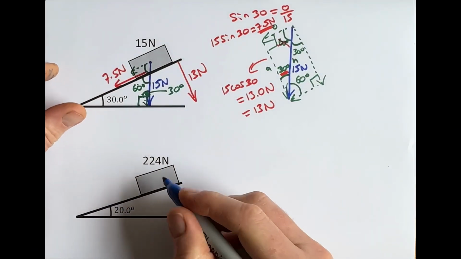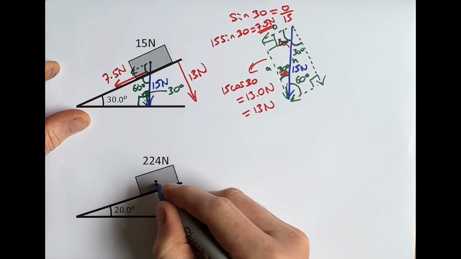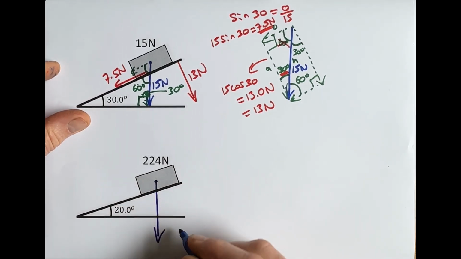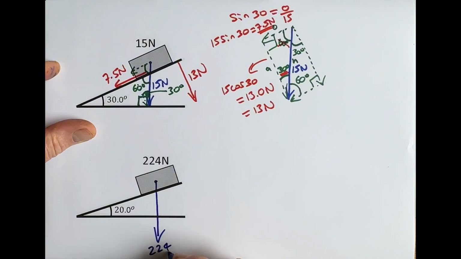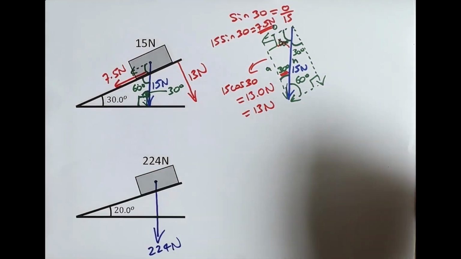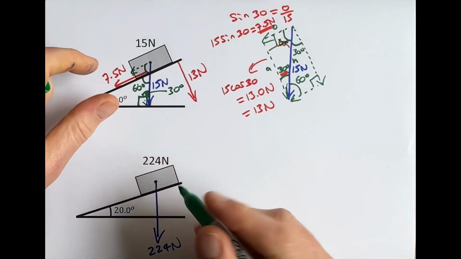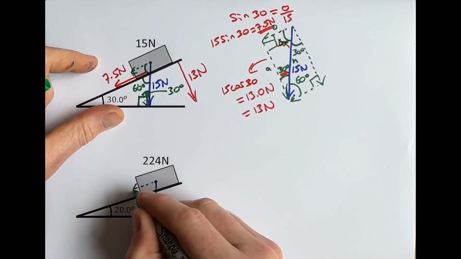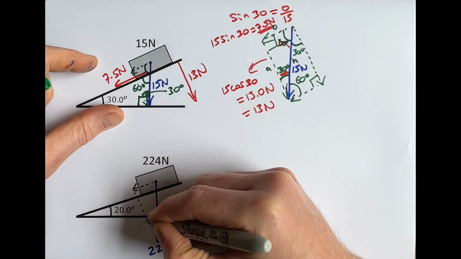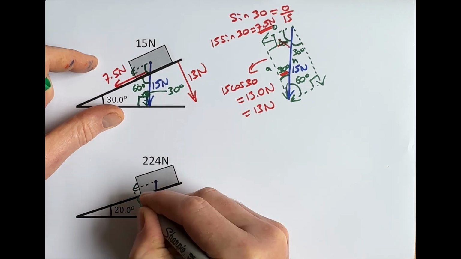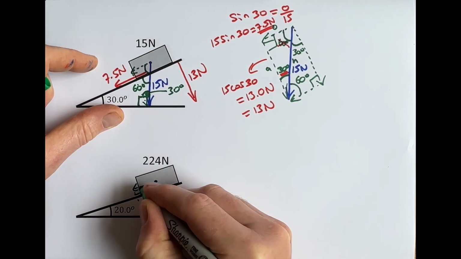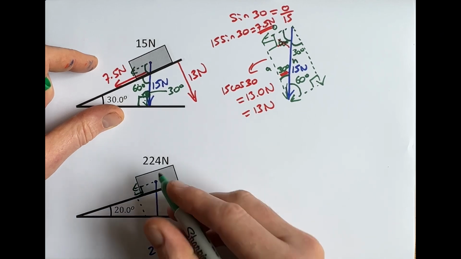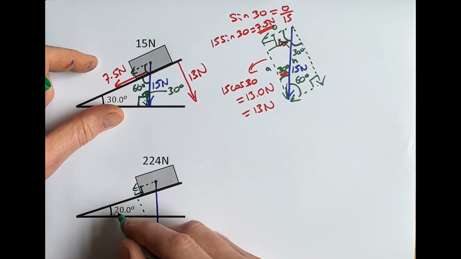We know that the weight of this one here is acting down like that. So that's 224 newtons. And as we've shown before, we know that this weight has two components. It's got a component down the slope like that, and it's got a component perpendicular to the slope like that. And the angle between these here is 90 degrees. Now this angle here is 20.